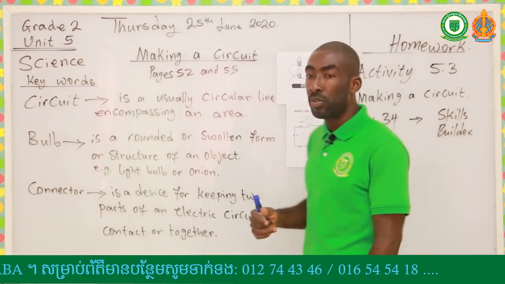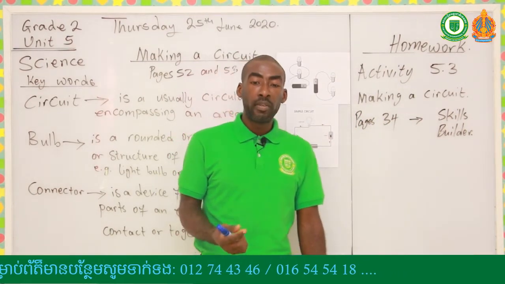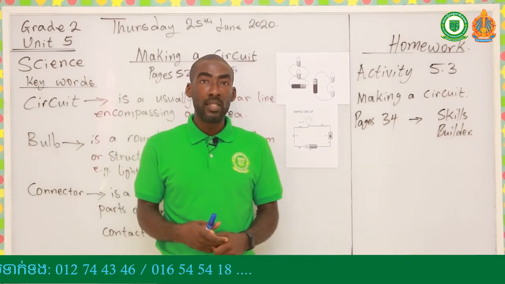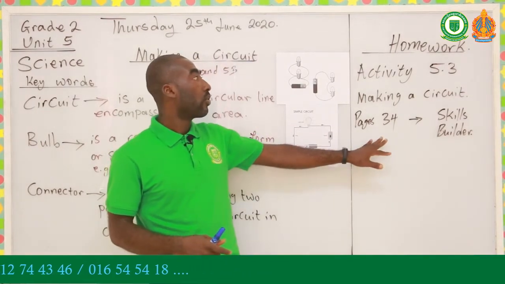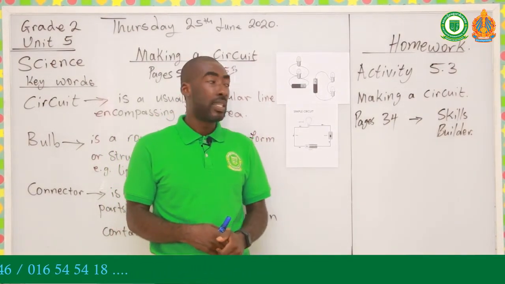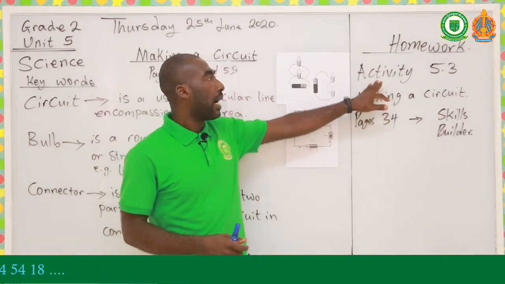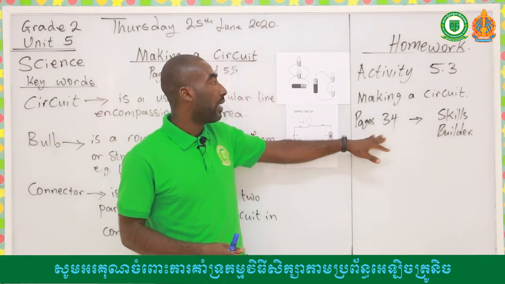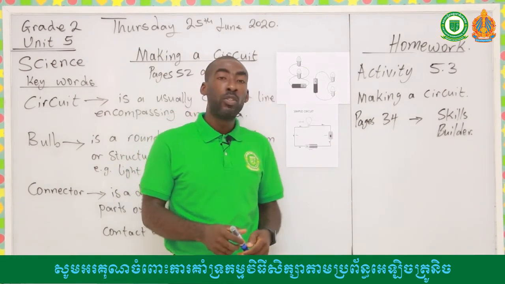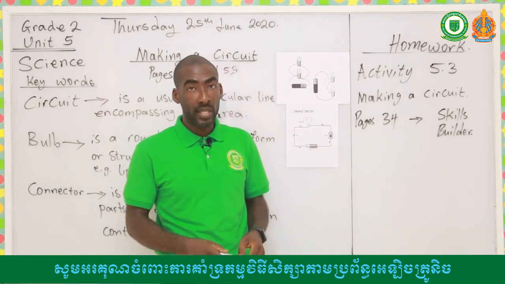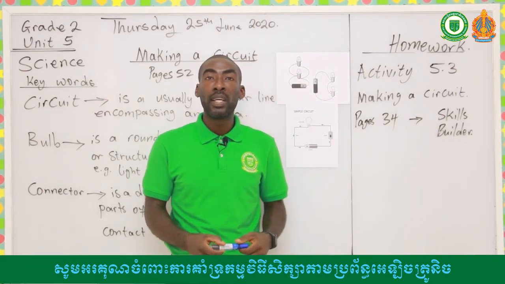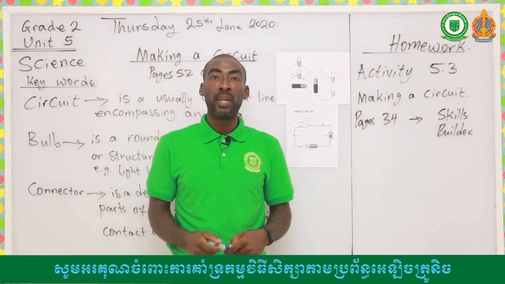Okay, so I want you to read from your textbook to help you understand our lesson today, so that you can also do your homework on this lesson. So your homework is activity 5.3. You are making a circuit. You can find this at page 34. You go to the skills builder section of your textbook, and then you can find your homework there, and then you can do your homework, right?